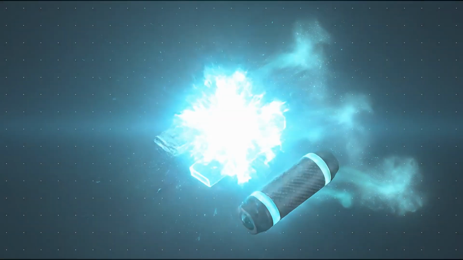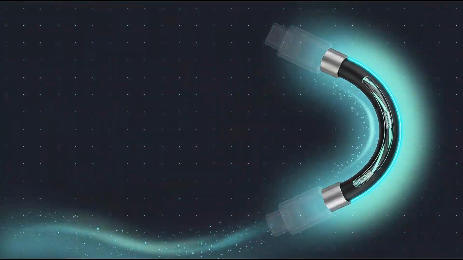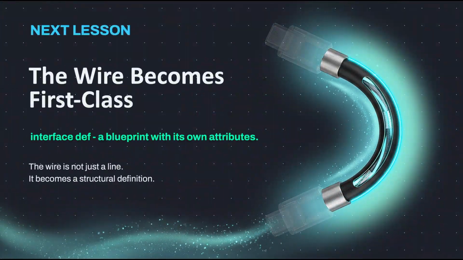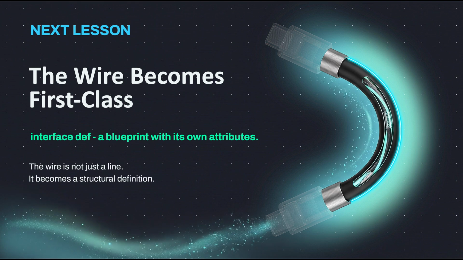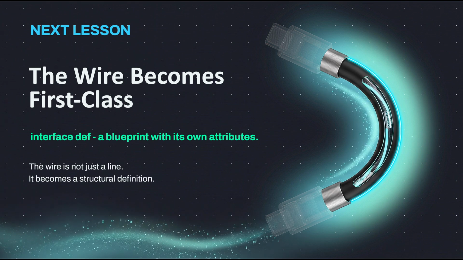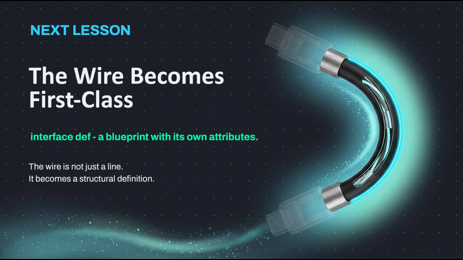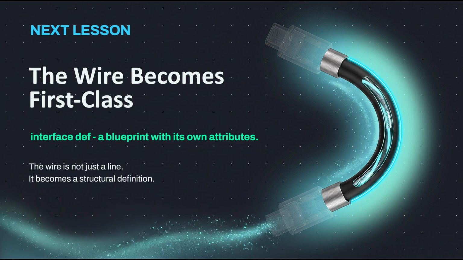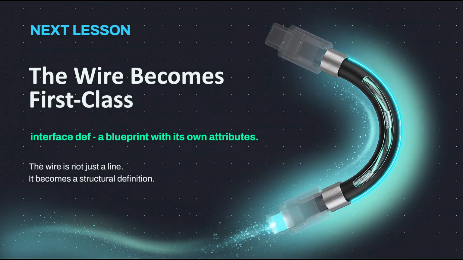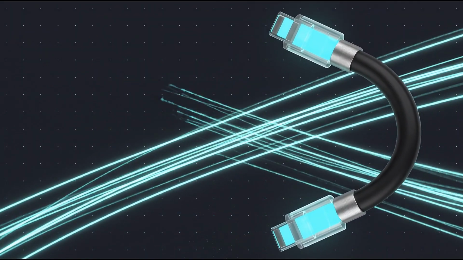In the next lesson, we will look at the connection itself. In SysML v2, the wire between ports isn't just a line. It's a first-class structural definition. We will explore how an interface def acts as a blueprint, allowing you to specify the connection ends and give the medium its own physical attributes like resistance or latency.